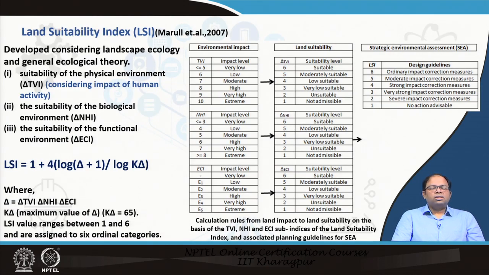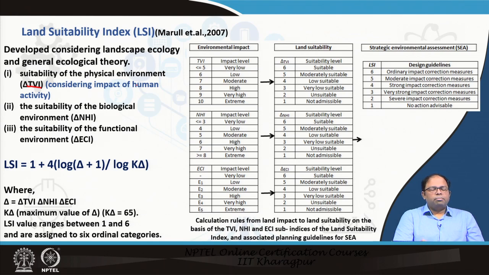Next, we talk about this model, the land suitability index model, which is a very specialized model where three indexes are used. One is TVI, which talks about the physical environment, and this is primarily to determine landscape ecology based on landscape ecology and general ecological theory, and it determines if our land is suitable when we consider all these particular aspects.